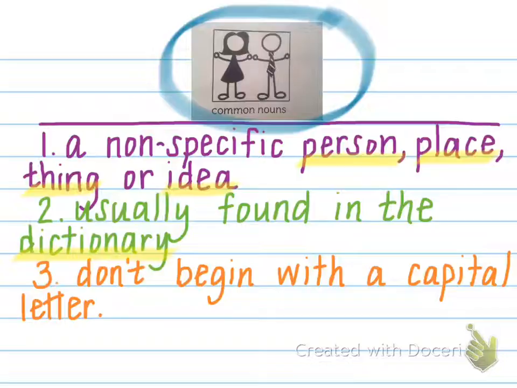And thirdly, we wrote that common nouns don't begin with a capital letter. That's because common nouns are commonplace words. They're found everywhere. I can go just about anywhere in our world and find a store, a building, a boat, a rock, a bug, or a hamburger.